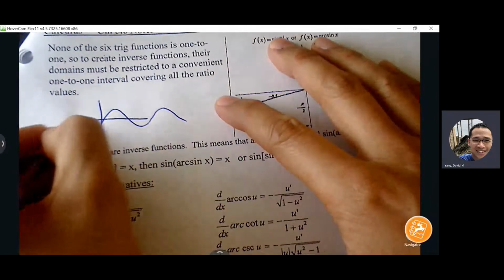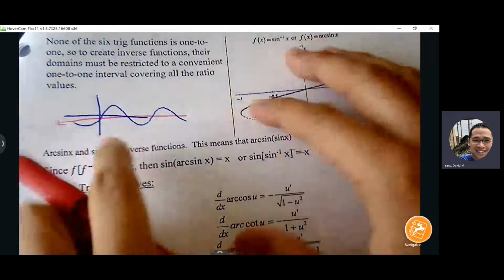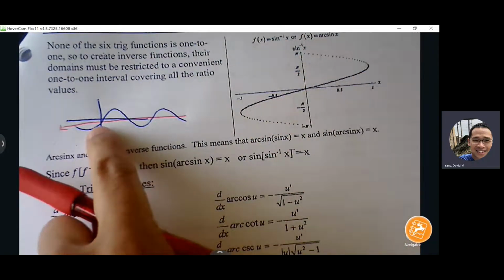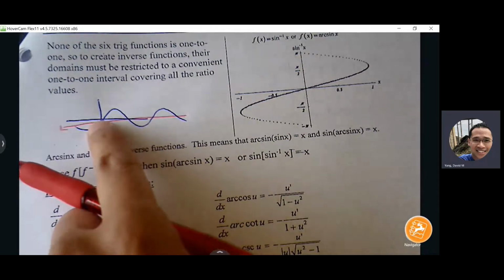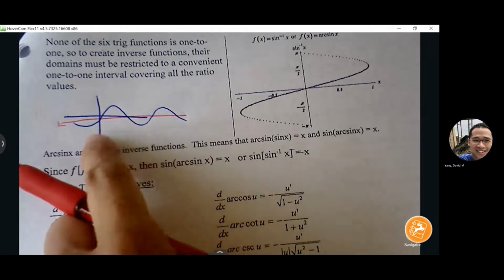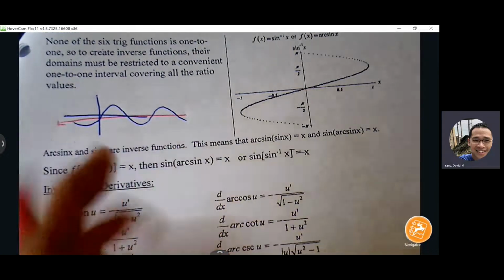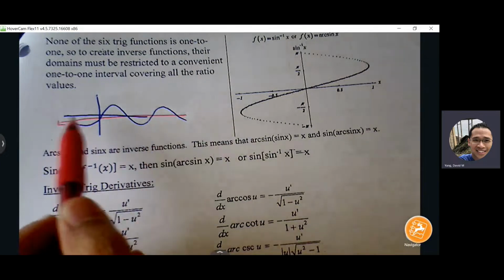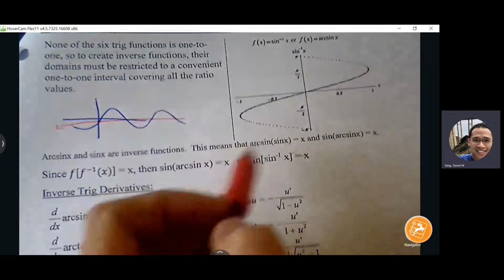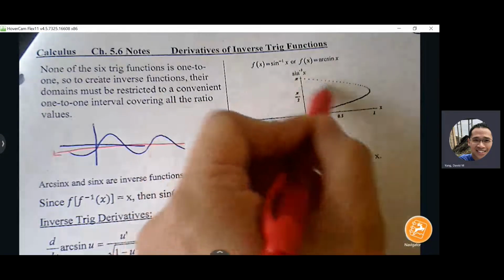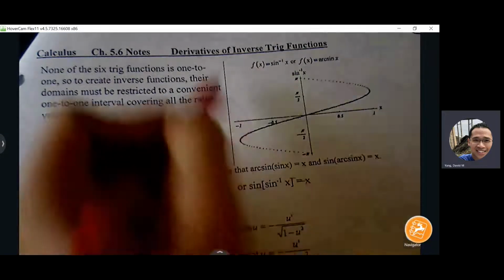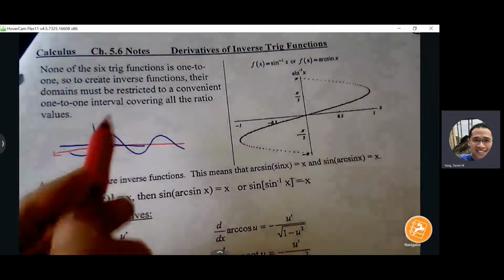What does that mean? Horizontal line test means that if I draw a horizontal line for any trig function, I'm going to hit more than 1 point. It's not going to hit the graph at just 1 point. It doesn't fail the vertical line test, but it fails the horizontal line test. What that means is that its inverse is not a function, okay? Because the graph will just continually go in an S shape and it'll fail the vertical line test.